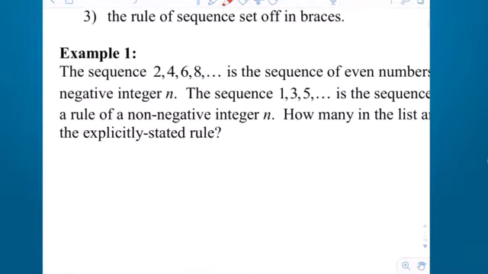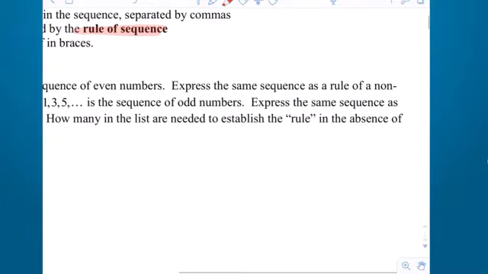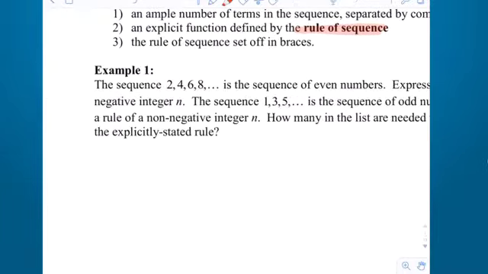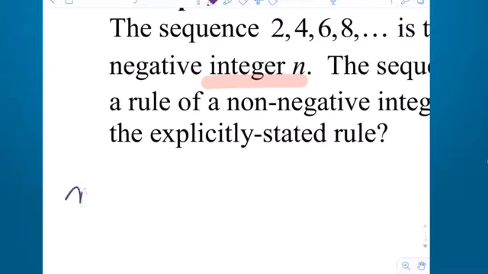Okay, so example 1: the sequence 2, 4, 6, 8, dot dot dot, is a sequence of even numbers. Express the same sequence as a rule for a non-negative integer n. Typically n is an element of the natural numbers. It's a non-negative integer; sometimes it could be 0. But usually n is a counter. It keeps track of which term we're on, and we usually start with the first term.